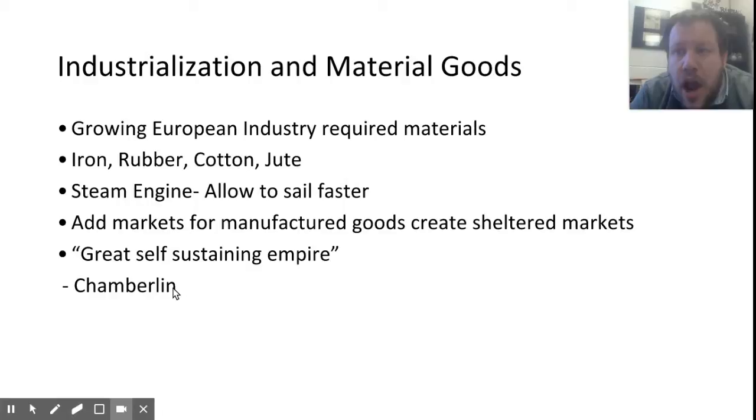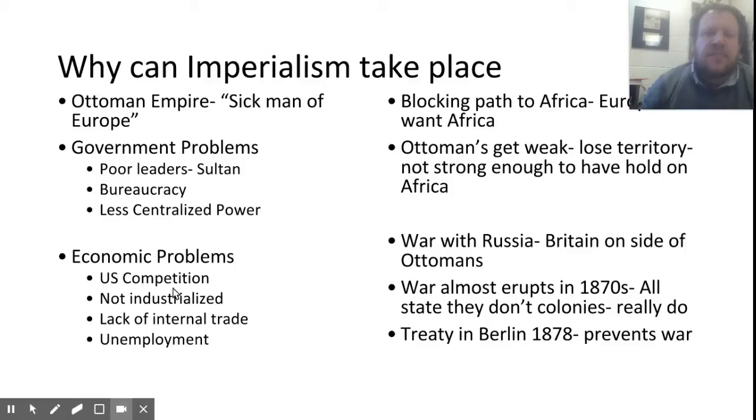They figured out that the United States is this giant, big old country, and they have all these natural resources. And they're now going to become the leaders in industrial production. What Europe's really lacking is natural resources. They've used them all up, and it's not there. So things like iron and rubber, cotton, jute, which can make rope, they need those raw materials. And they also need markets to send their stuff back. So we have that great self-sustaining empire.